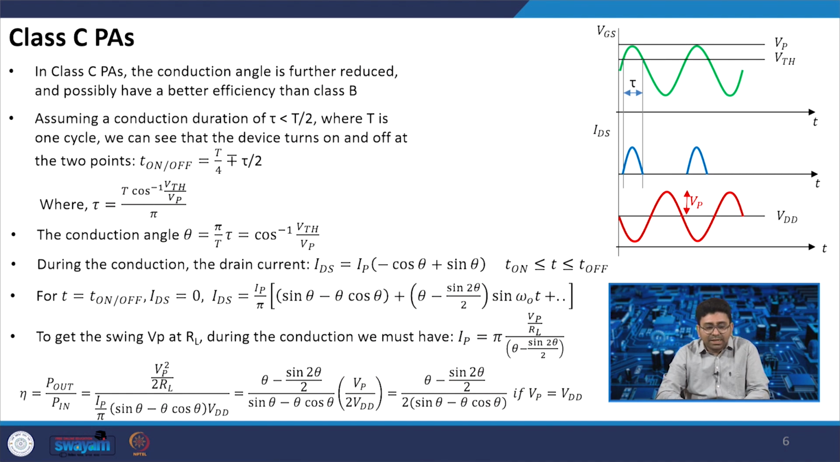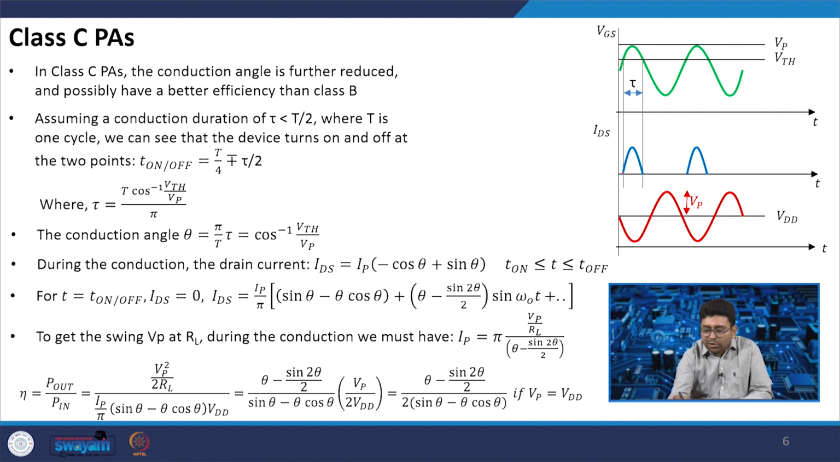Now, there is another amplifier, that is the class C amplifier. In class C amplifier, we again further reduce the conduction angle. Instead of only the positive cycle, we reduce the conduction angle to only a few cycle, meaning half of the cycle, then as drawn in this figure, here VGS is drawn and there is IDS current.